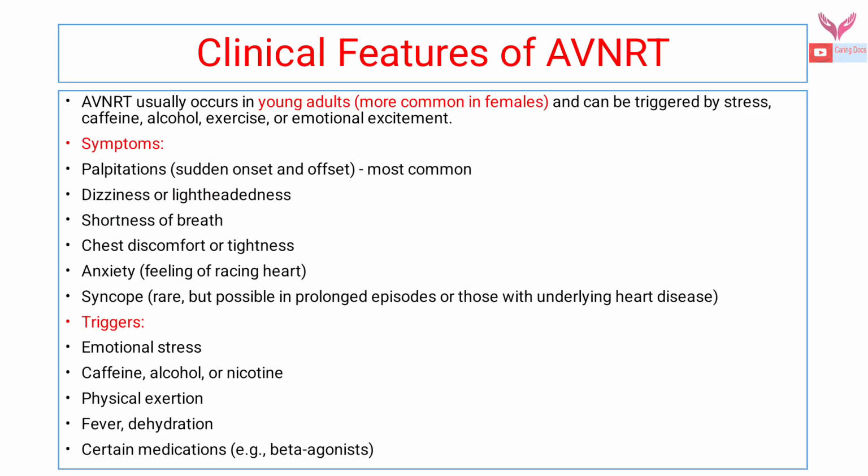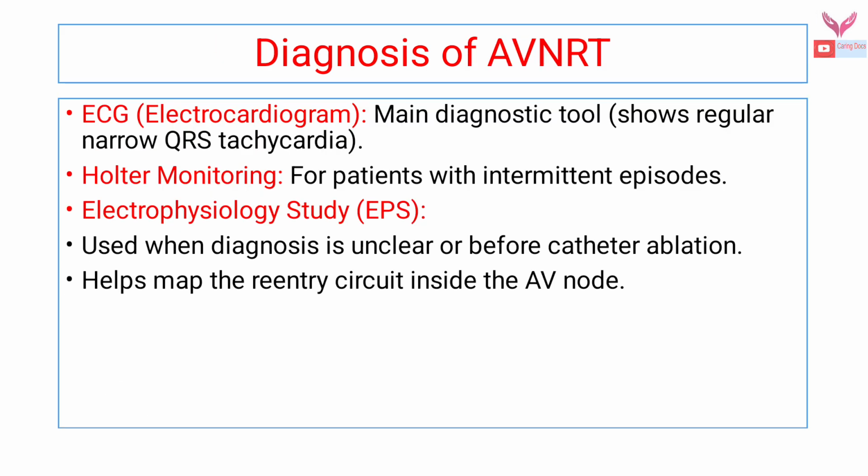The clinical features of AVNRT are palpitation, dizziness, shortness of breath, chest discomfort or tightness, anxiety, syncope, and the triggering factors are emotional stress, caffeine, alcohol, nicotine, physical exertion, fever, dehydration, and certain medications like beta agonists. AVNRT is more common in young females and it can be triggered by stress, caffeine, alcohol, exercise, emotions.